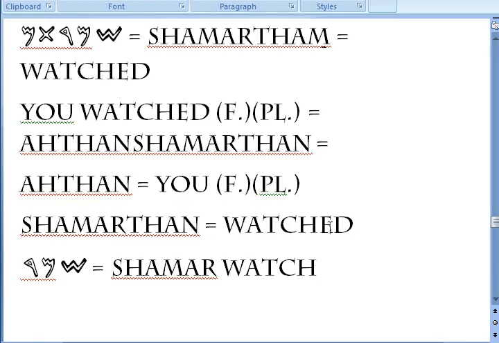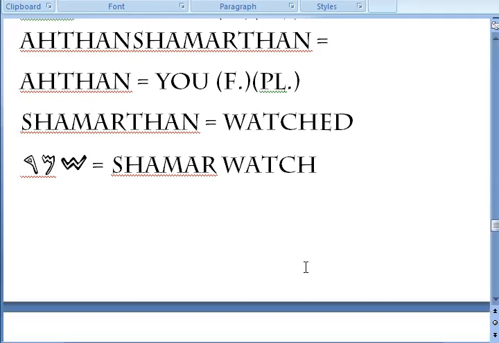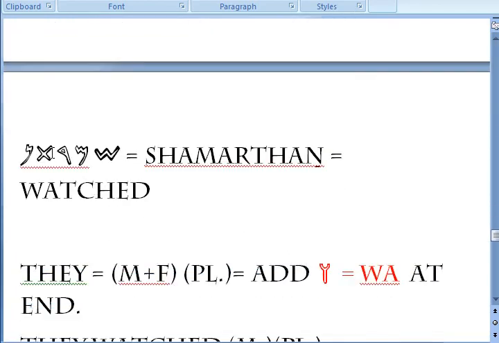Shamar-thun is "watched," female plural. Shamar once again is "watch," and shamar-thun is "watched," but it's feminine plural. And you could apply the same formula to every other word also. It just doesn't have to be "watch." There could be other things. You could add it to the word "walk." You could add it to any other word that you want to put into a sentence.